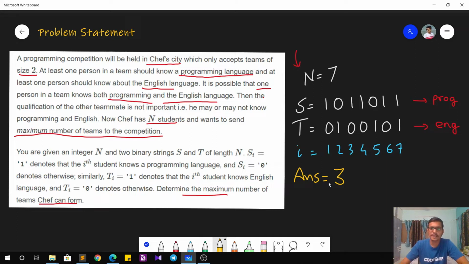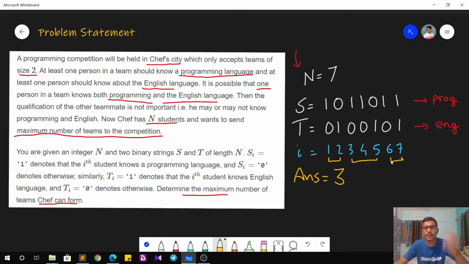One way to see that is that I can pair up person 1 with person 2 because this person knows programming and this person knows English. So they both can be paired with each other. Secondly, I can pair person number 3 with person number 5 because one of them knows programming, one of them knows English. And after that, the third team can be of person 7, and with person 7, the other person whom I choose does not matter. Why? Because person 7 himself knows both programming and English. So I can, let's say, pair up person 6 with person 7.